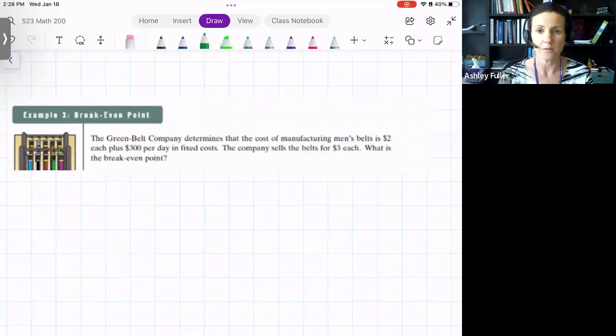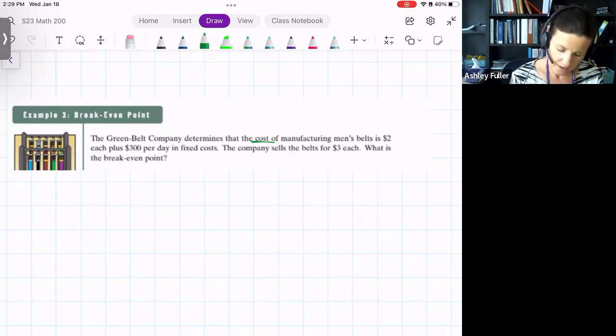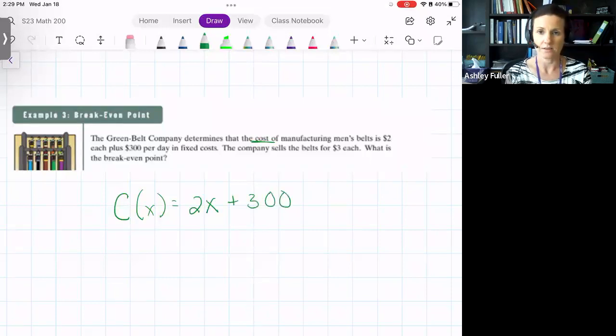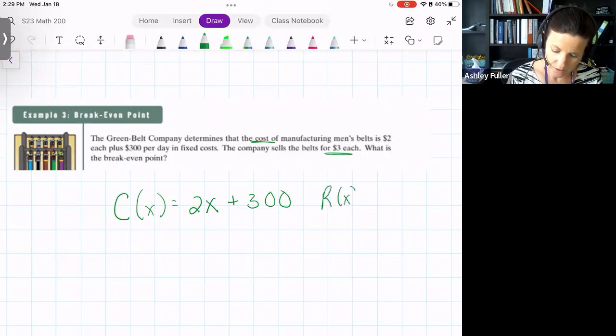This one's a little more complex. Suppose that we have a belt company that determines the cost of manufacturing belts is $2 per belt. So our cost has a variable part of 2X per belt plus 300 in fixed costs. Their revenue, however, they sell them for $3 each. So their revenue is solely based on the amount they sell the belts for and the amount they sell, which in this case is 3X.